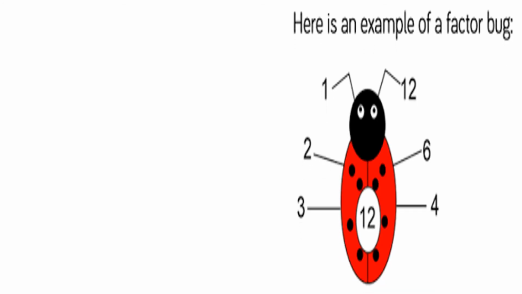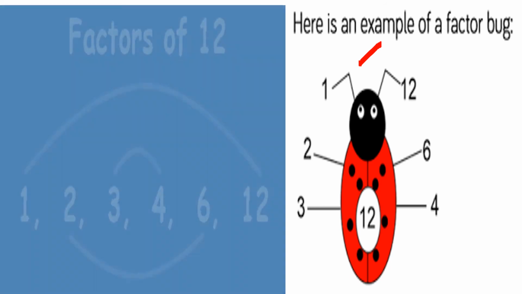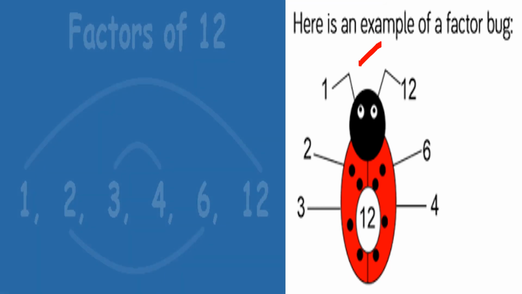See another example, a factor bug. Here are the factors of 12. 1 into 12 is 12, 2 sixes are 12, 3 fours are 12. In whatever ways you multiply to get the number 12, those numbers are called factors of that number. These are the factors of 12, and I have represented them in the factor bug.